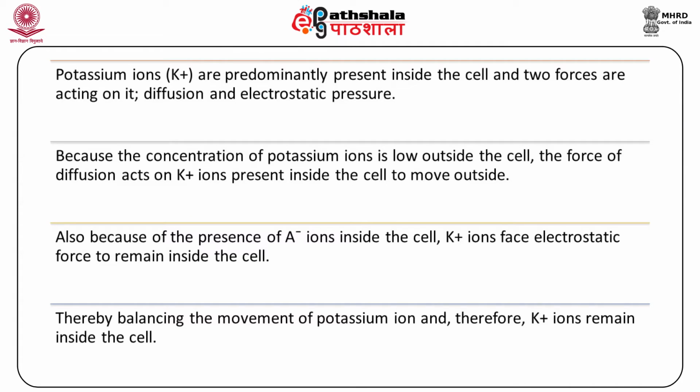Potassium ions are predominantly present inside the cell and two forces are acting on them: diffusion and electrostatic pressure. Because the concentration of potassium ions is low outside the cell, the force of diffusion acts on potassium ions present inside the cell to move outside.